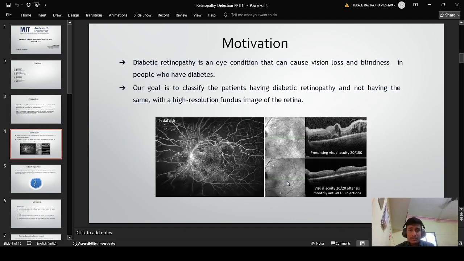So let's move towards the motivation. Why did we choose this topic? Because diabetic retinopathy can lead to blindness if not treated early. It is one of the leading causes of vision loss in people with diabetes. So our aim is to use the high quality eye image of the patient to detect whether a person has diabetic retinopathy or not. We want to make a system that can tell the difference between healthy and unhealthy eyes using those images. This will help in faster screening and early treatment for the patient.